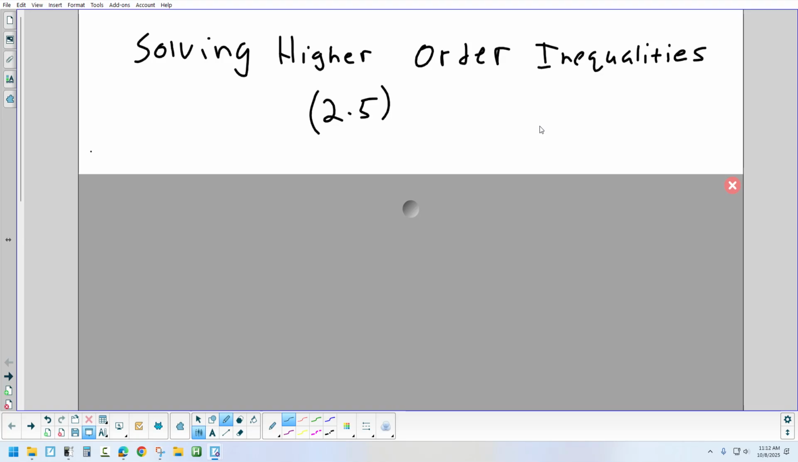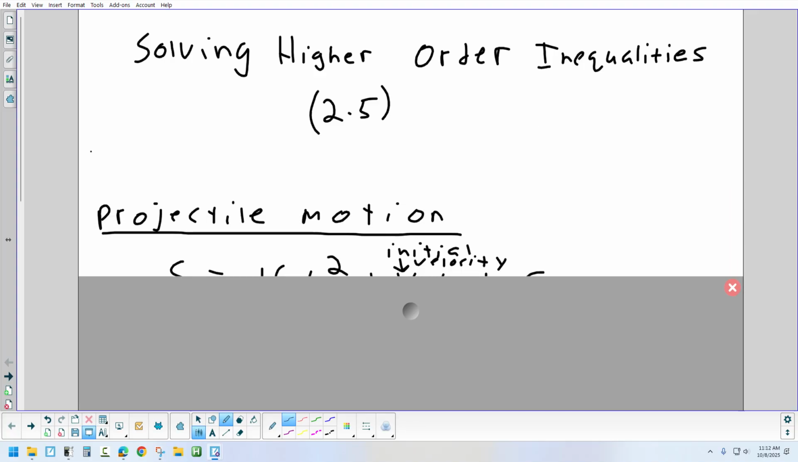All right, so we're going to start out by looking at solving inequalities again, but this time we're going to look at inequalities that have higher powers. Okay? Maybe an inequality that has an exponent of 2 or 3, right? Instead of just an exponent of 1.